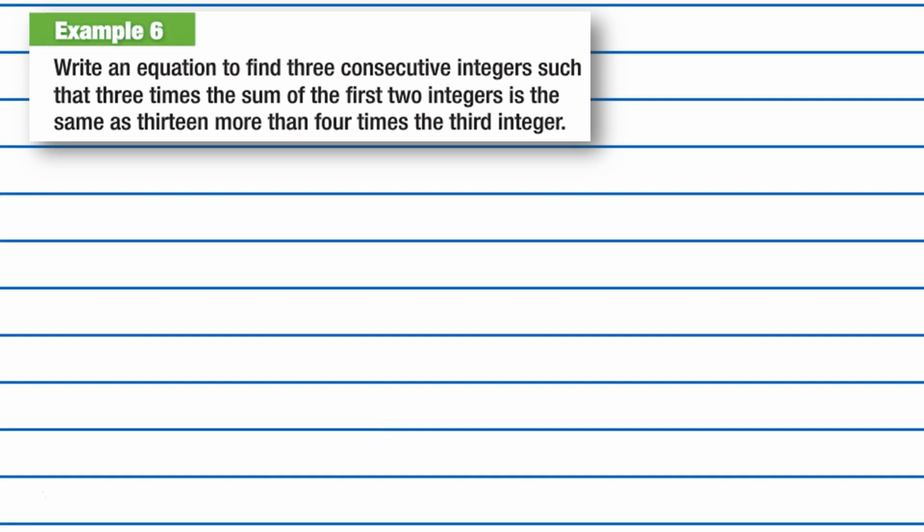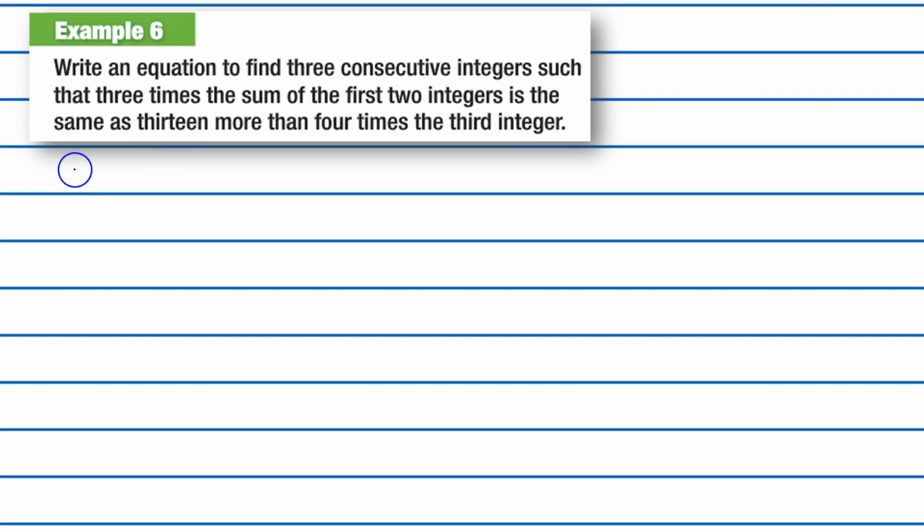Now let's try example 6. We want to write an equation to find the 3 consecutive integers such that 3 times the sum of the first 2 integers is the same as 13 more than 4 times the third integer. So when I say consecutive integers, I'm saying like if I had like 1, then I had 2, then I had 3.